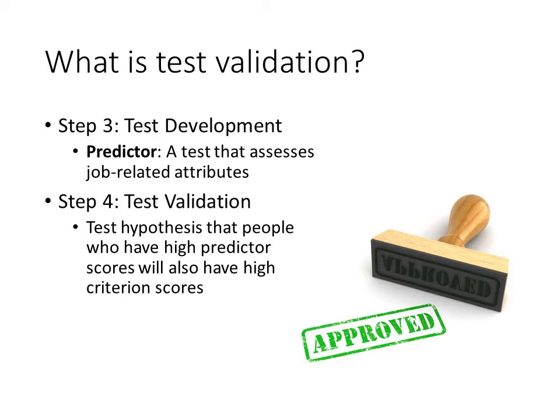To do this, we use both descriptive and inferential statistics. Essentially, we're testing the hypothesis that there will be a strong, significant relationship between the predictor and the criterion. We might predict, for instance, that people who score low on the predictor will also score low on the criterion. Or we might predict that people who score high on the predictor will score low on the criterion.